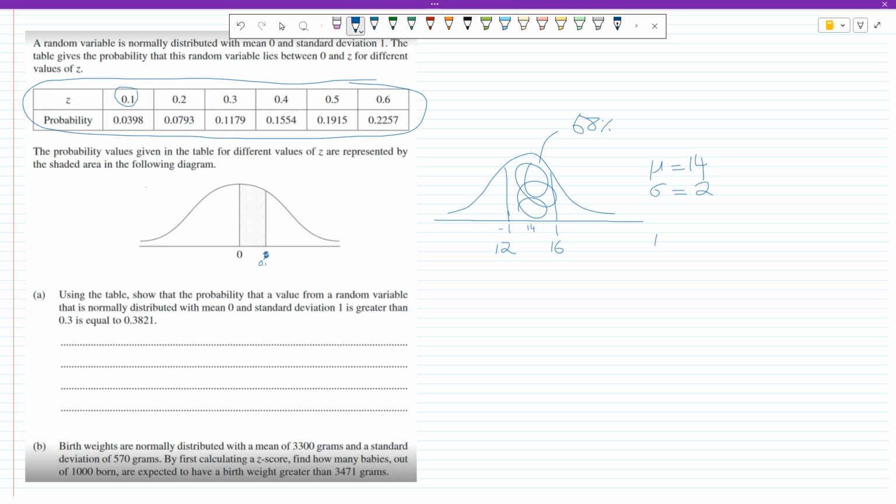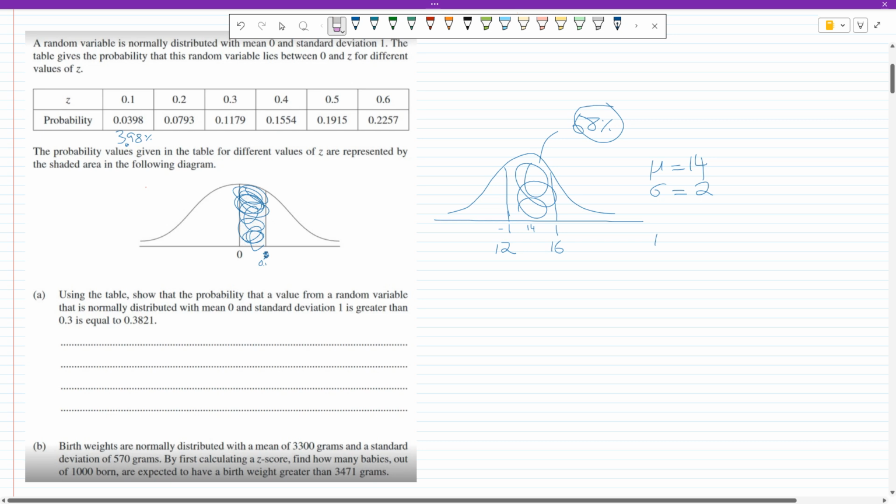0.0398. Now that's given as a decimal, so it's not as intuitive as the 68%. But we can convert this into a percentage: 3.98%. Hopefully that makes more sense. So what it's saying is, how many percent of people will have gotten a score between 0 and a z-score of 0.1? 3.98%. It's very similar to 68%, except it's talking about that specific range.